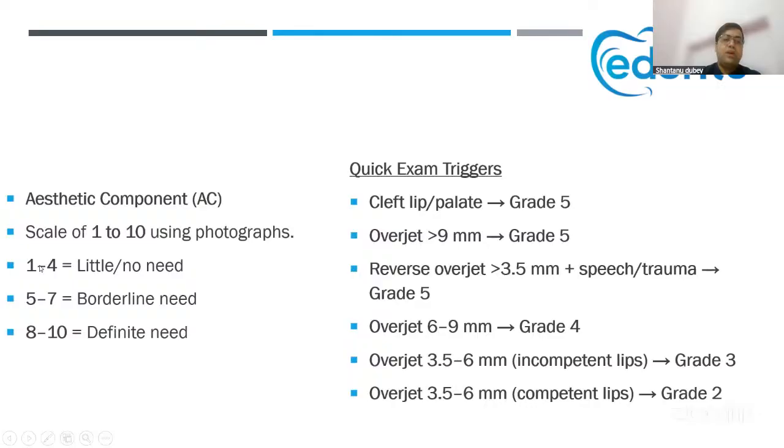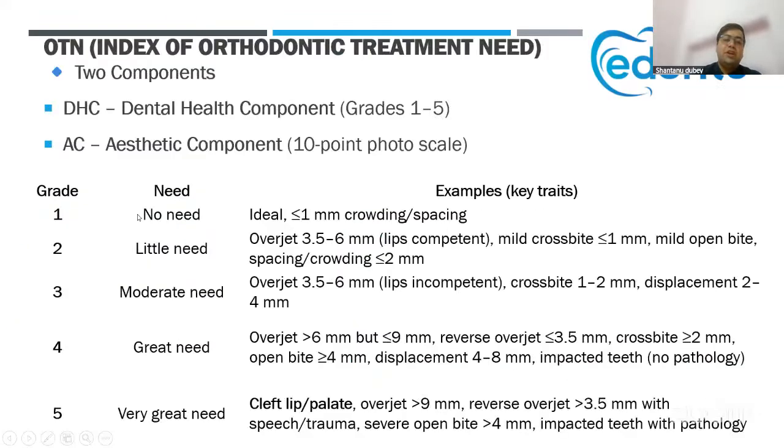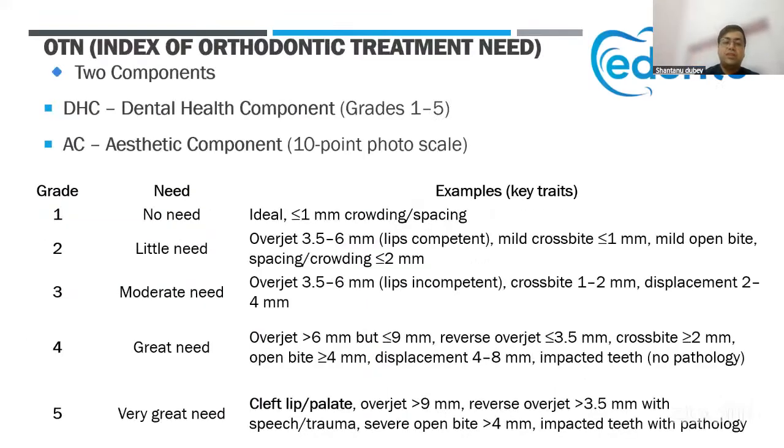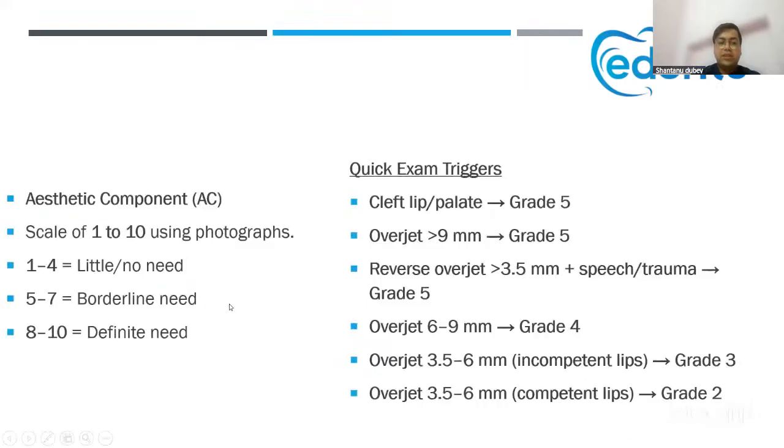So 1 to 4, if you see here, they are basically combining two categories of the treatment needs of the DHC. If we say that 1 to 2 is no need, 2 to 4 is little need, we can always say 1 to 4 is little or no need. Okay. Then 5, 6, 7 is for borderline need. Borderline need, obviously, moderate need is included. I mean, it is basically like moderate need.